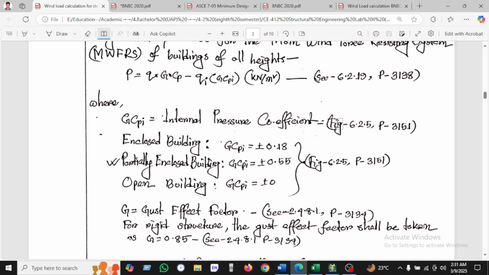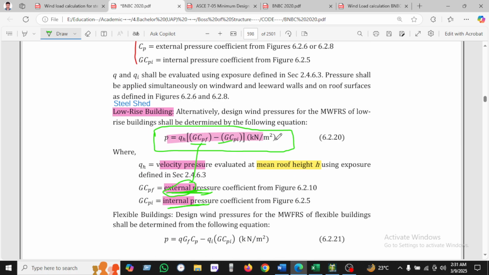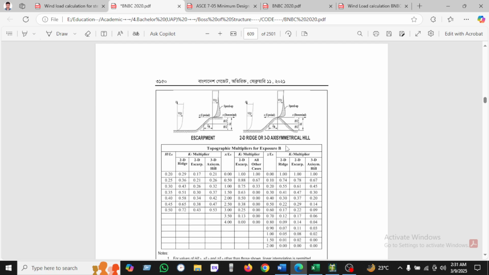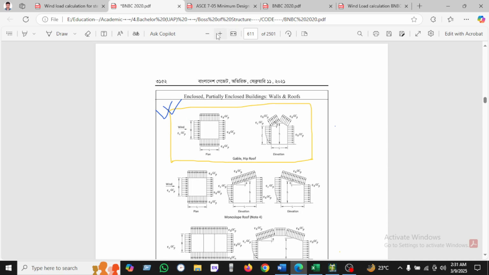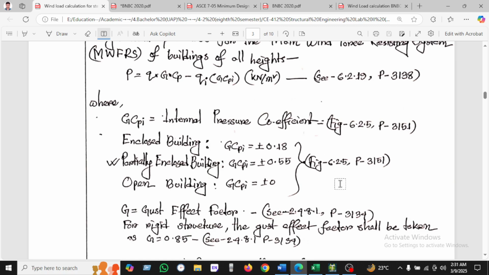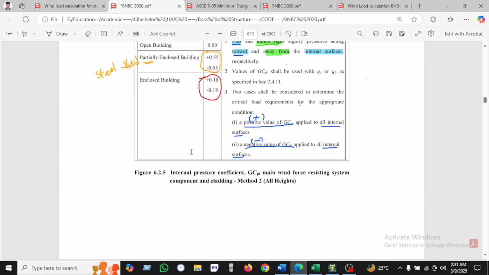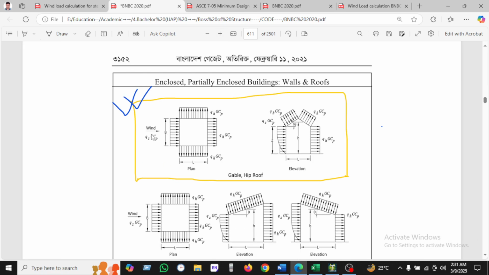So GCpi, the internal pressure coefficient, is given in figure 3151. If you go to the 3151 slide number, sorry for interrupting, here is 3151. We have been seeing the 6.2.5 figure. Okay, it is not given here. So here the wind is going this way. This is the windward and this is the leeward. So this is the external pressure and these are the internal pressure. Yes, all are given here.